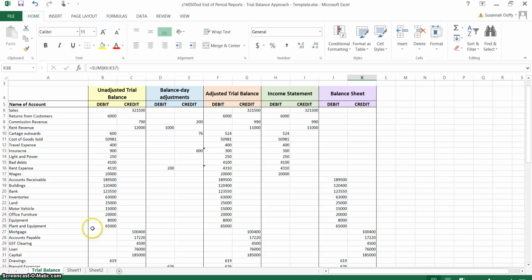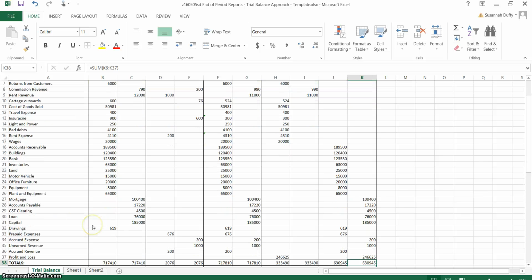Pretty straightforward. The only tricky part is that you won't be told these debits and credits. You'll have to figure those out based on the accounts.